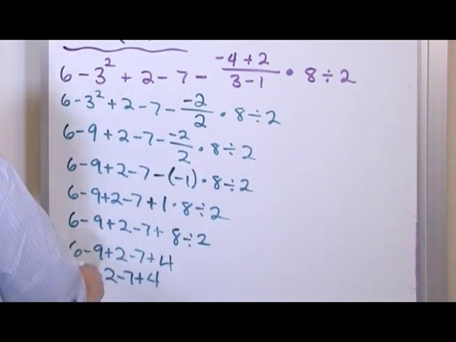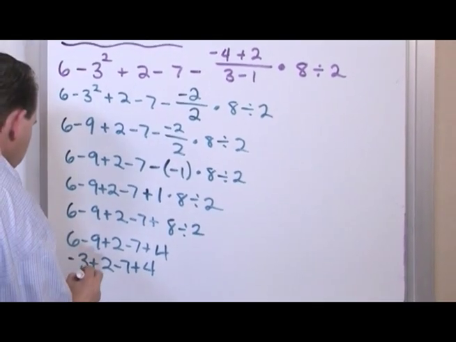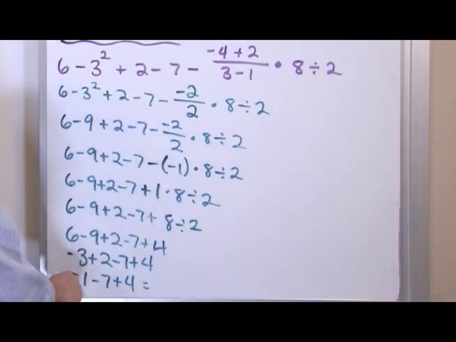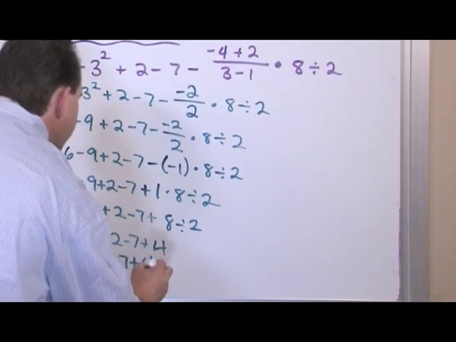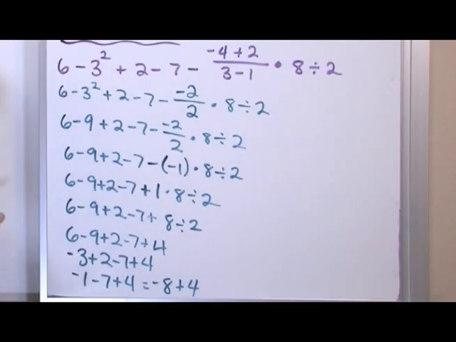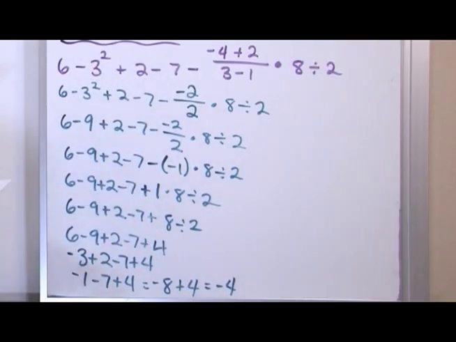And then continuing on, -3 plus 2, it's going to give us -1 minus 7 plus 4. Negative 1 minus 7, or plus negative 7, however you want to think about it, is negative 8. Again, you have to add the 4 at the end. And then negative 8 plus 4 is negative 4. Negative 4. That is probably the longest order of operations problem that you will probably see.